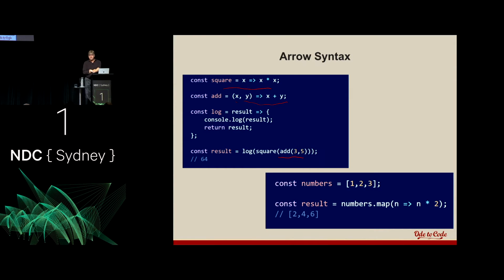There's lots of APIs that are higher order functions. So they're functions that you can pass in other functions to do work. A good example is the map function that's now available on an array.